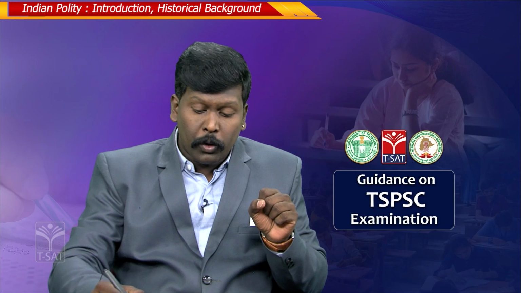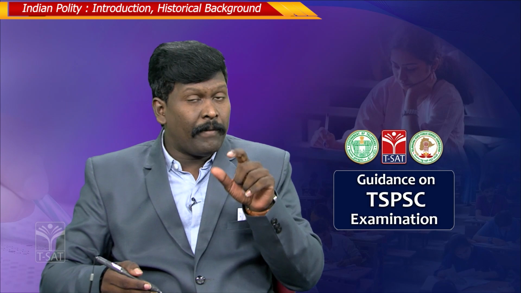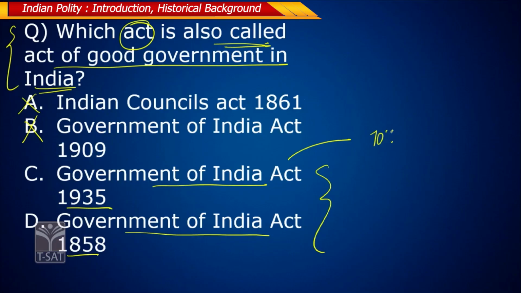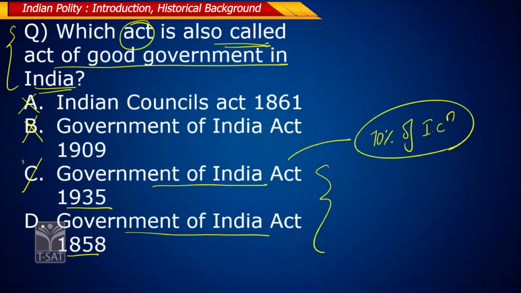From a student perspective, you might feel two options are correct because of their importance. The Government of India Act 1935 is very important because 70% of the Indian Constitution is directly taken from it. And it is an act made after thorough consultations with all the stakeholders, like Indians. But this is not the correct answer.